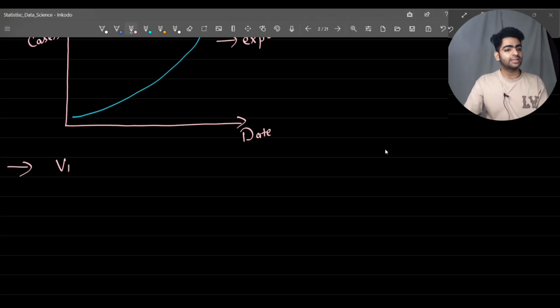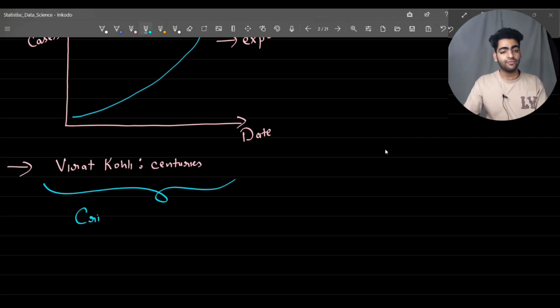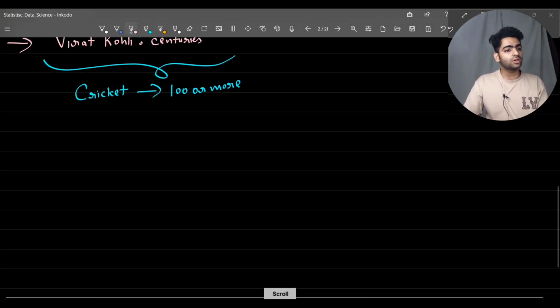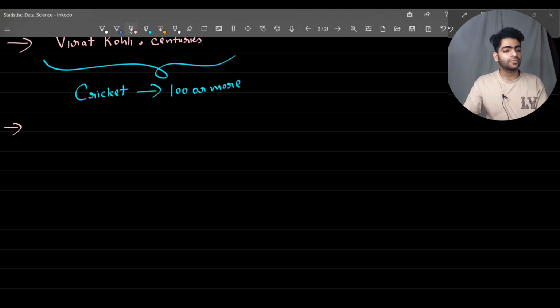Let's consider one more example. Let's say if I have to ask how many centuries Virat Kohli has scored, right? So if you have your cricket data, all you have to do is count how many times he has scored 100 or more runs.